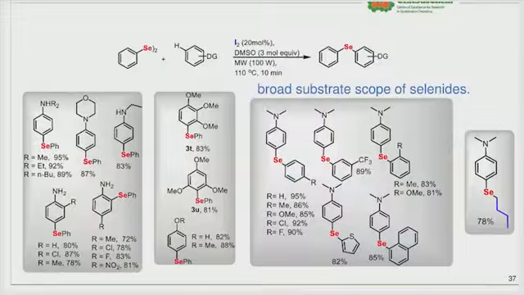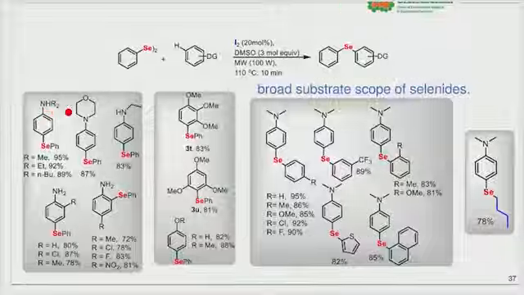With this motivation, we performed some optimization reactions, and we found that microwave irradiation was working perfectly. We used 20 mole percent of molecular iodine as a catalyst, 3 molar equivalents of DMSO, 100 watts microwave power, 110 degrees centigrade for 10 minutes, which resulted in the desired product using only half a molar equivalent of the dichalcogenide species.